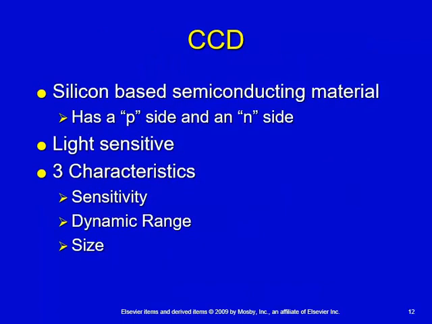Now you've got to think all the way back to our first semester physics with the semiconductors. It's a silicone-based semiconductor material. It has a P side and an N side. If you remember, the P side stood for positive, which means that it had too few electrons, and the N side was the negative side that had an overabundance of electrons.